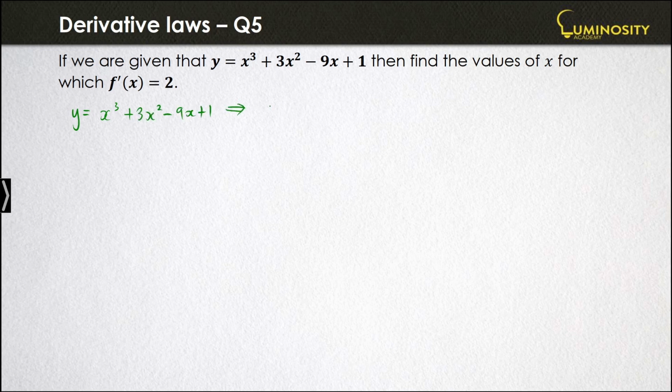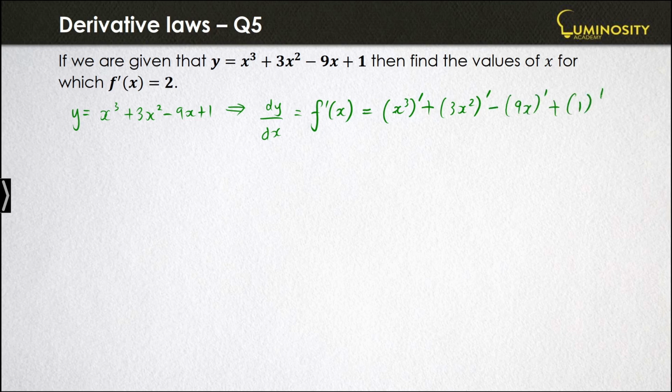So if I want dy dx, which is the same thing as saying your derivative of f at x, right? These are all the same notations. Then I can use the sum and difference laws. It's the derivative of x cubed plus the derivative of 3x squared minus the derivative of 9x plus the derivative of 1. So the power law says that'll become 3x squared, and here it'll become plus 6x. Here it'll become minus 9, and the derivative of a constant is just 0.